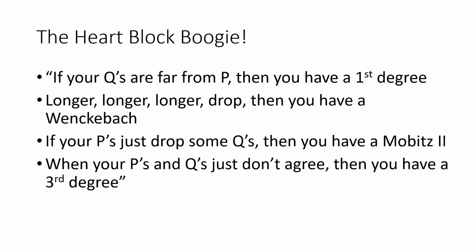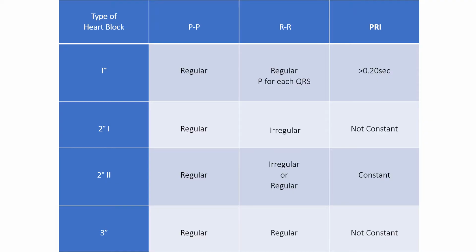There's also a heart block boogie if this is something that you want to remember. If your Q's are far from P's, then you have a first degree. Longer drop, then you have a Wenckebach. If your P's just drop some Q's, then you have a Mobitz 2. When your P's and Q's don't agree, then you have a third degree. I can never remember this boogie, but if that's something that you want to remember, that's fine. Again, you can adopt whatever way works for you.